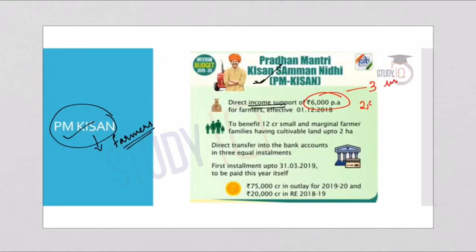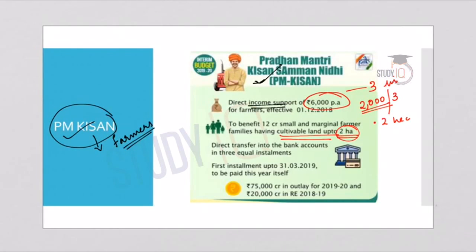That is an installment of rupees 2,000 each. So 2,000 each into 3 will be paid to the farmer, and the condition is that the farmer should own less than 2 hectares of land. So, farmers who own less than 2 hectares of cultivable land shall be eligible for this scheme. This scheme was introduced in order to help the rural farmers and to boost rural incomes.